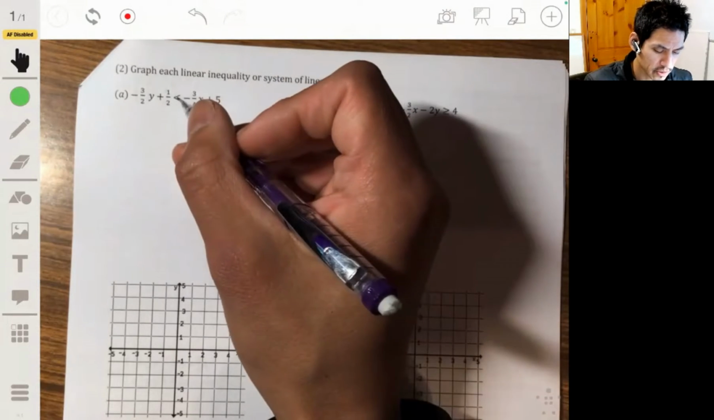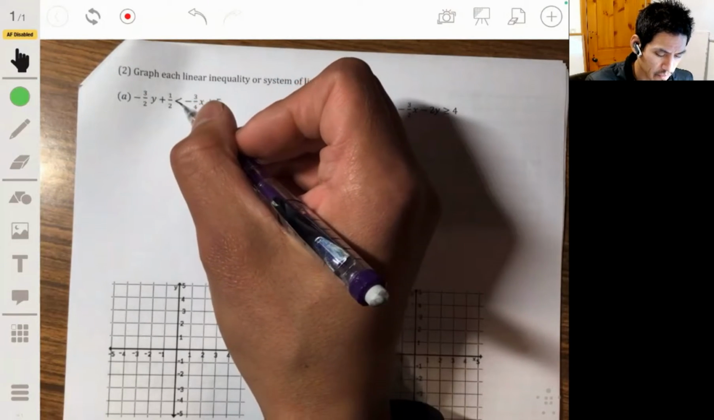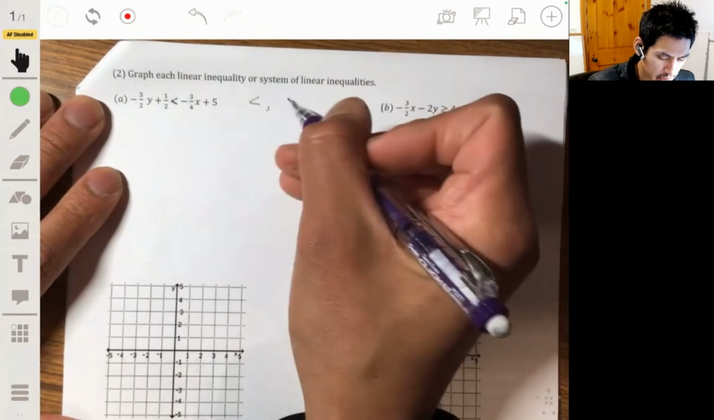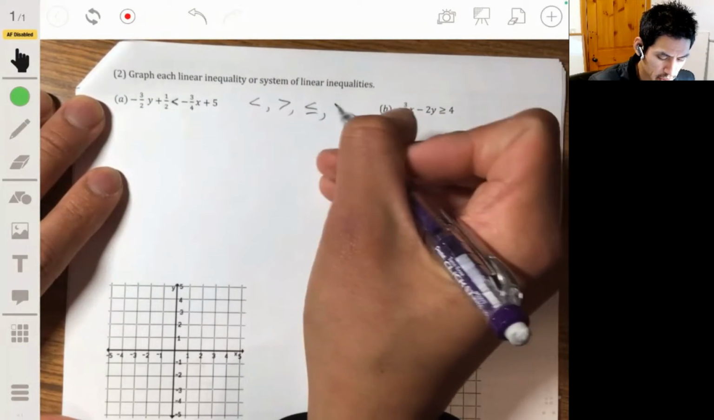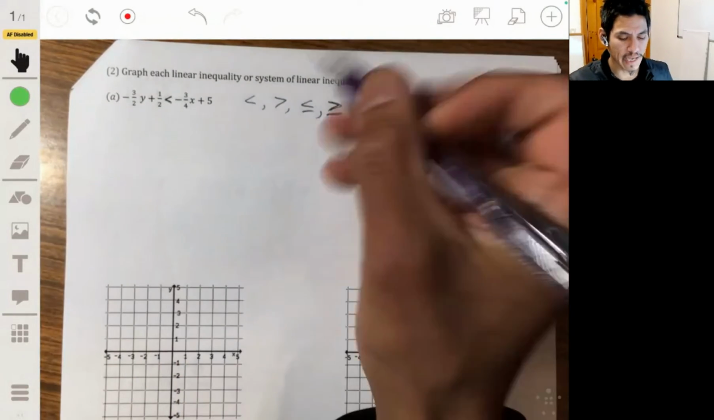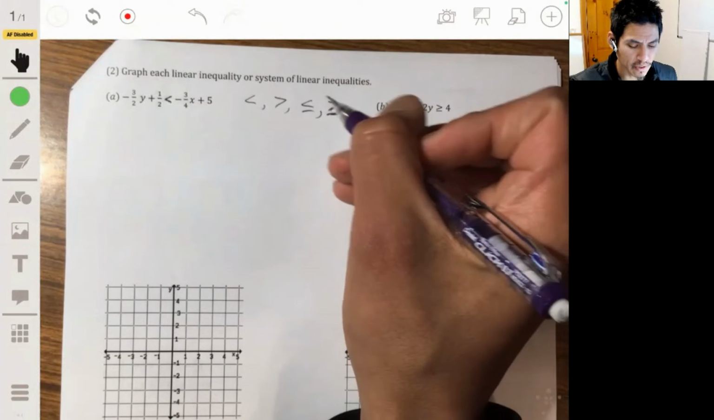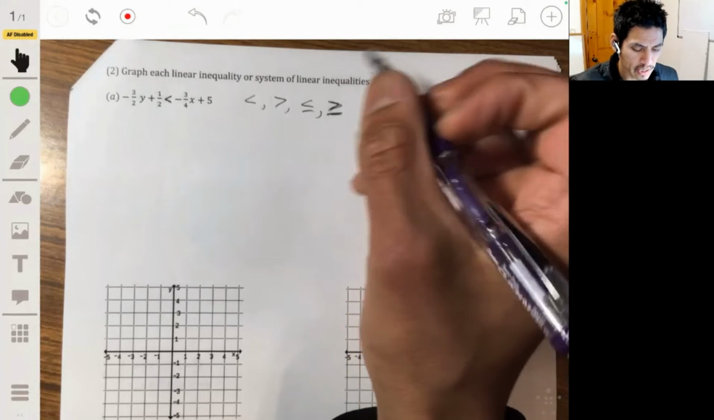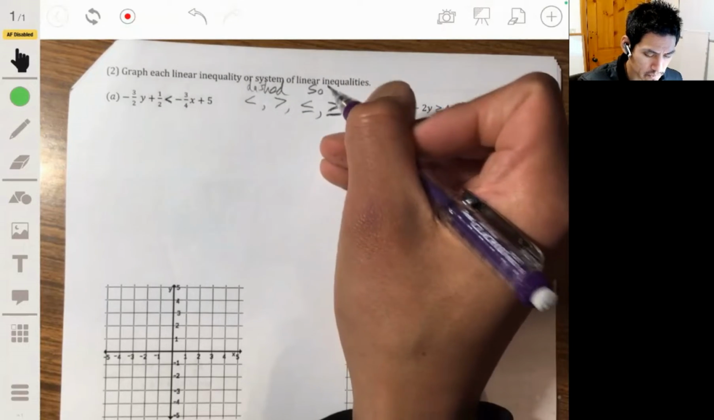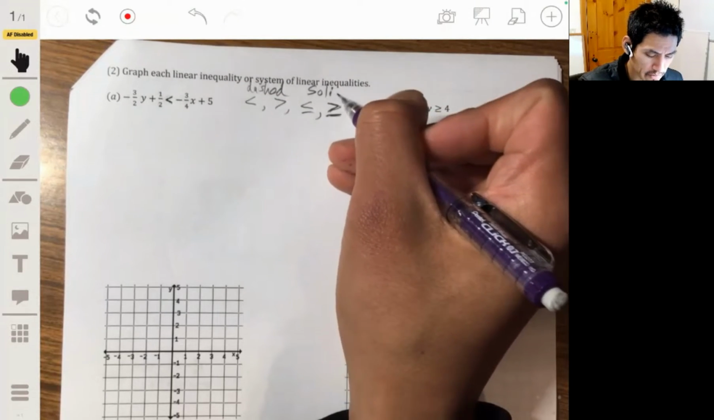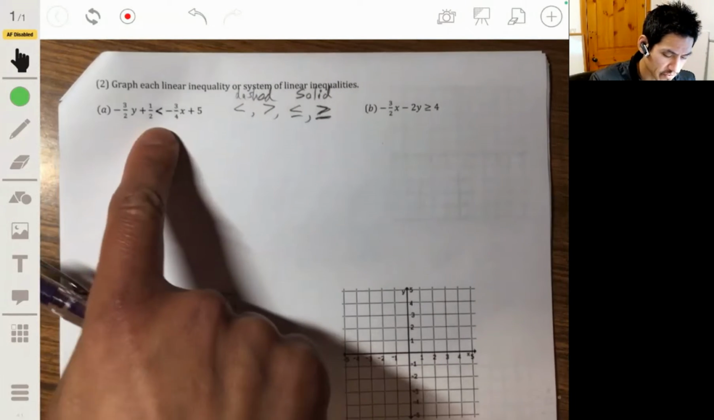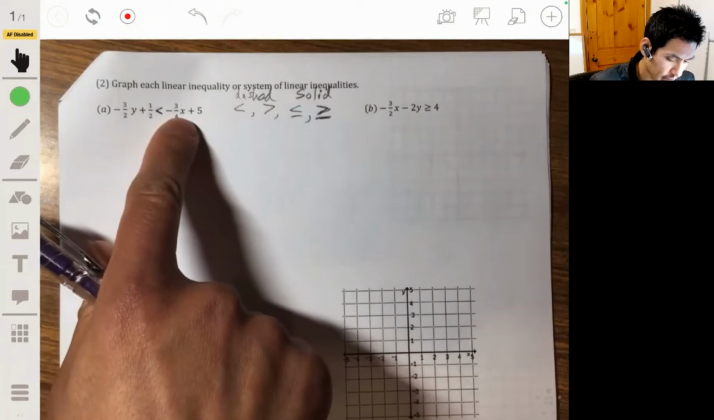So remember, linear inequalities have this inequality symbol, like it could be less than, it could be greater than, less than or equal to, greater than or equal to. They're pretty much like equations, except they're going to either be dashed lines or solid lines. And then you have to decide if we're saying less than or greater than. So start off by first getting y by itself.